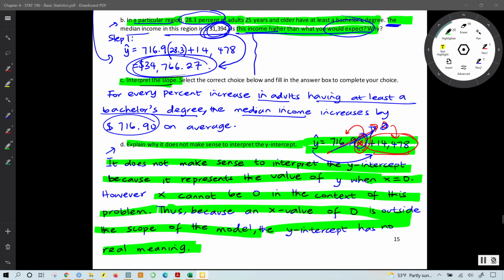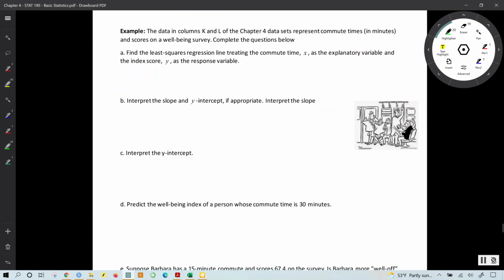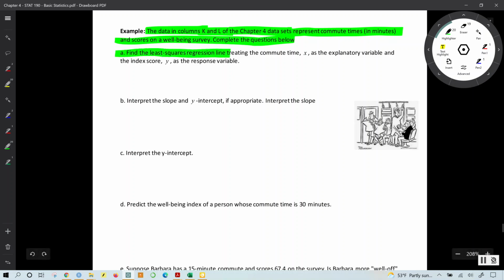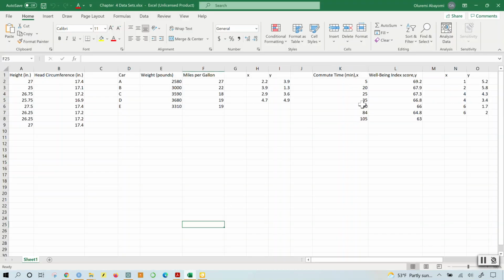Having completed that question, we proceed to the next example. In this example, we are told that the data in columns K and L of the Chapter 4 data sets represent commute time in minutes and scores on a well-being survey. Complete the questions below. First, we are to find the least squares regression line, treating commute time x as the explanatory variable and the index score y as the response variable. So let's look at the data set in columns K and L of chapter 4 data sets. So here we have on your screen the data set for the commute time and the well-being index score.